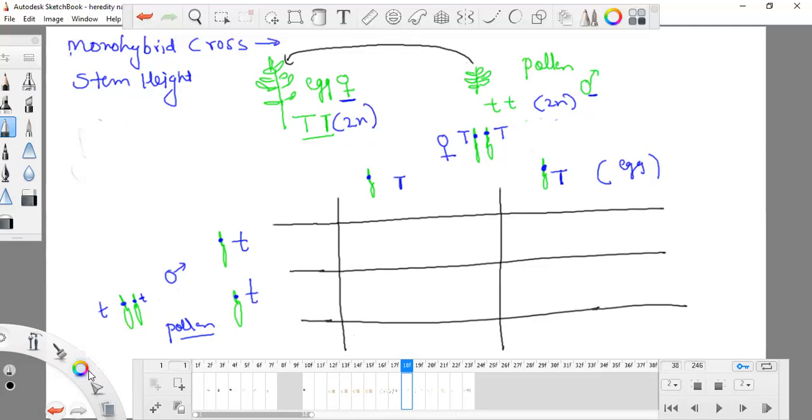Now I'm crossing this T with this T, and this T with this T. First of all, I take the first one and cross it, so it will be this small t with this capital T. You have to write the capital first. In the second case, the same thing will happen, Tt.